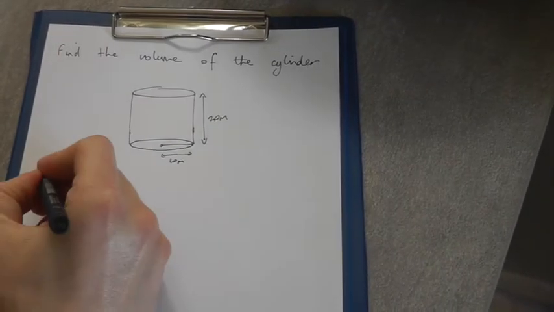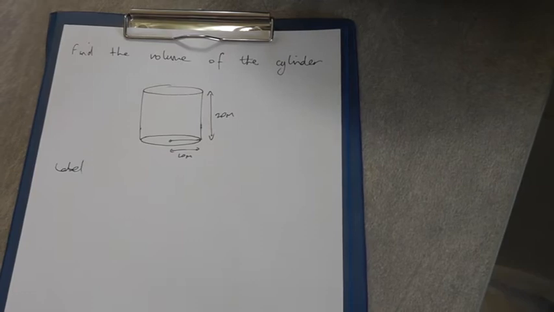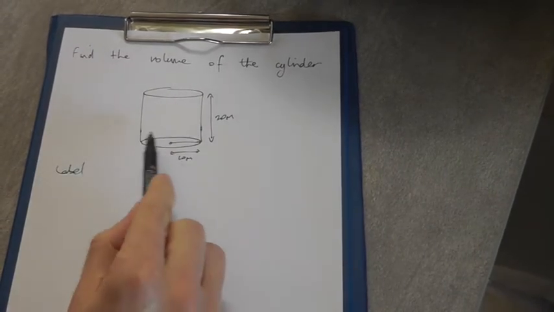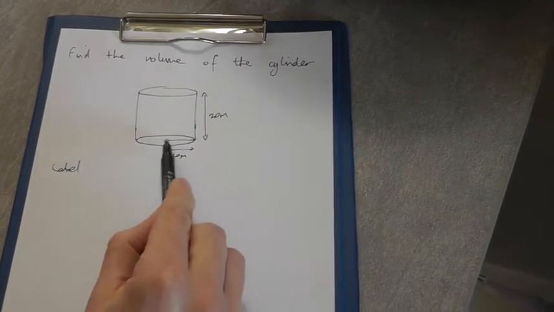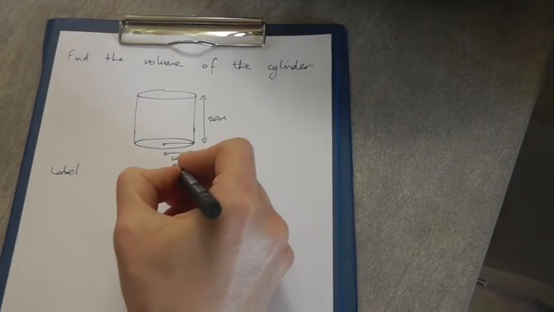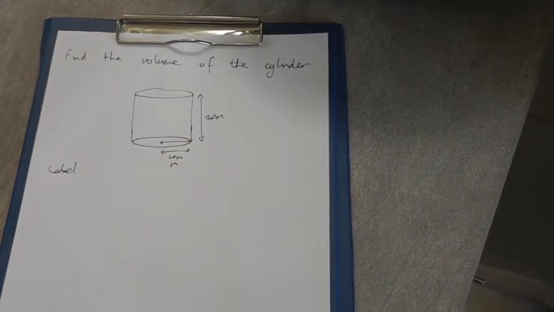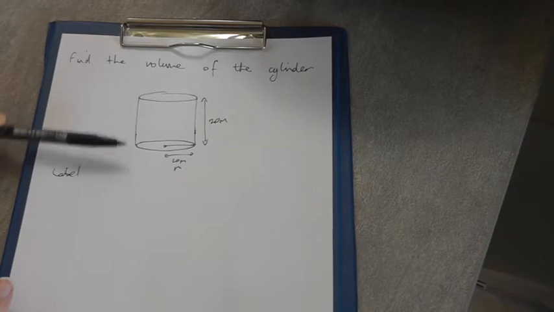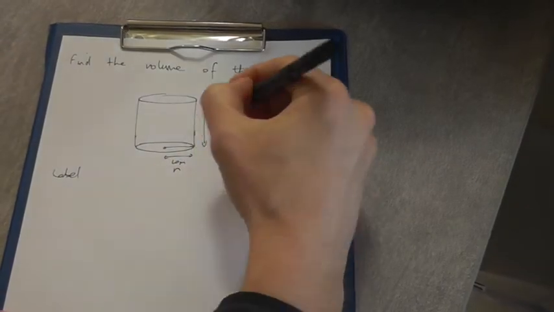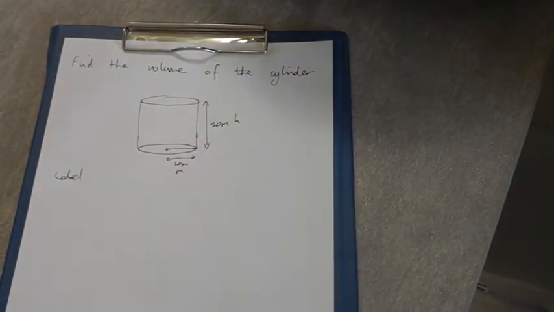The first step is we need to label our cylinder, and the base circle here, the center to the edge of that circle is known as the radius. So we'll label that R. And this here is the height of the cylinder, so we'll call it H. So first of all, we've labeled the cylinder.